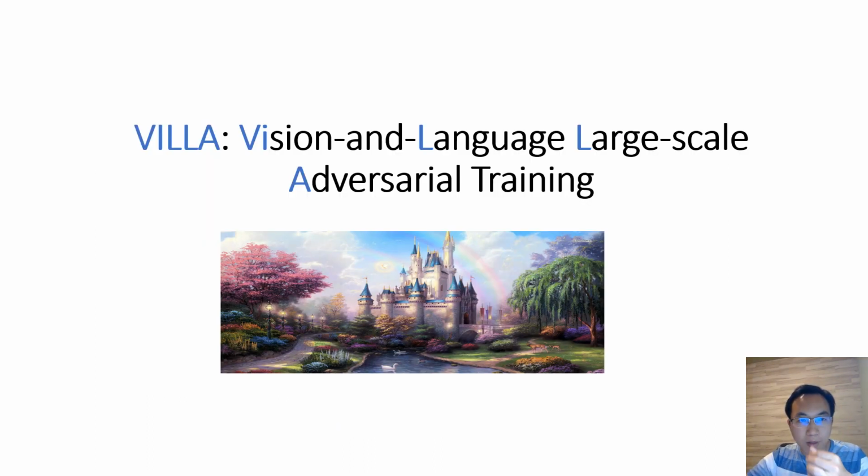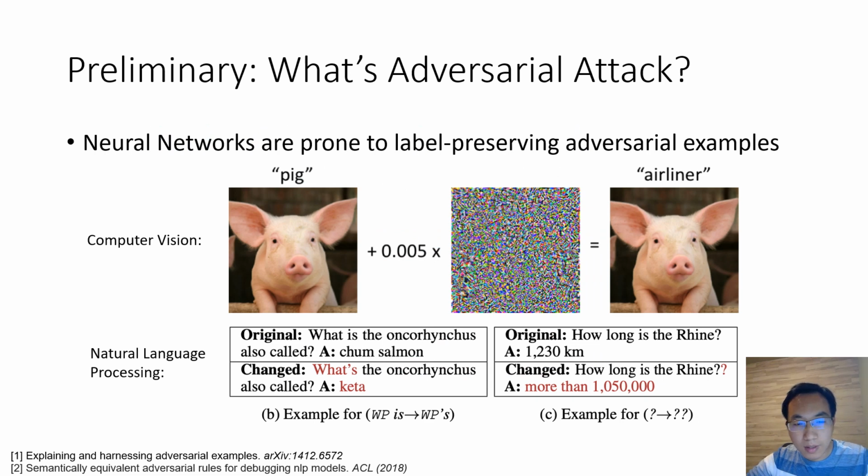So I'm going to first talk about adversarial training, how we can use adversarial training to enhance the performance of VLP models. So briefly recap, what is an adversarial attack? As you can see from the image, this is a famous image. Basically, neural networks are prone to label-preserving adversarial examples. Given the image, if you just add a very small amount of adversarial perturbation, the output from the neural network can be totally wrong.